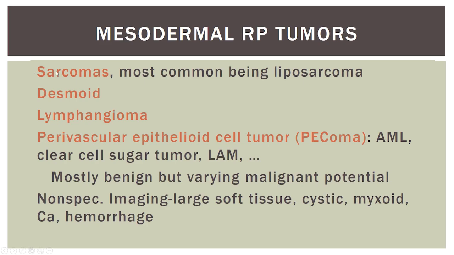Sarcomas. The most common sarcoma in the retroperitoneum is liposarcoma. Other types of mesodermal tumor are desmoid tumor, lymphangiomas, or PEComas, perivascular epithelioid cell tumors. That's a large category that includes multiple tumors like AML, clear cell sugar tumors, or LAM. These are mostly benign tumors, but they have variable malignant potential. They have non-specific imaging findings, often large soft tissue masses with cystic and myxoid components, calcification, and hemorrhage.